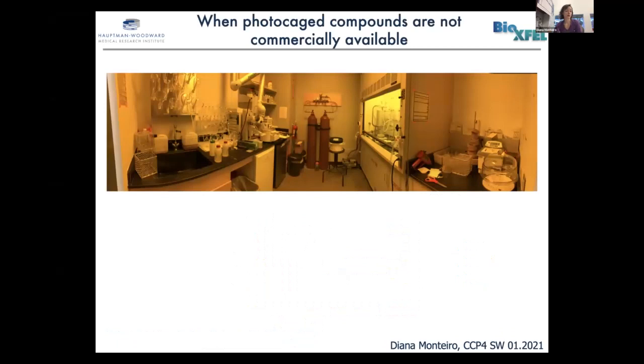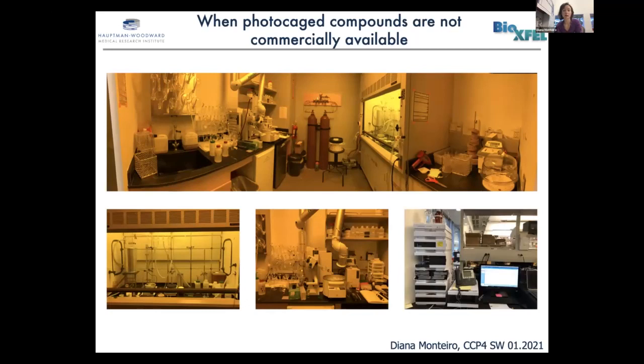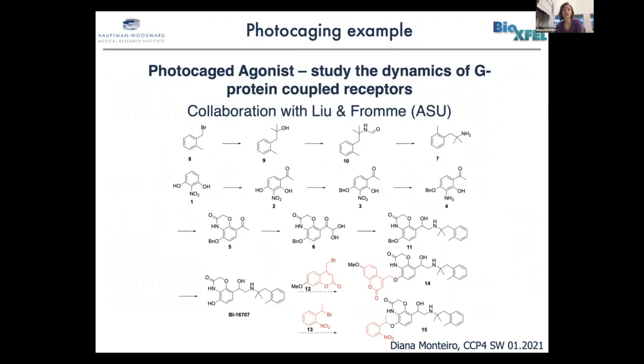So what happens when you can't use photocaged ATP or one of the few other things that are available commercially? Well, you basically dedicate a research group to that. So this is my lab here. It is yellow because we make photoactive compounds, so we had to get rid of a certain number of wavelengths. We have a fully equipped lab basically to make these things.